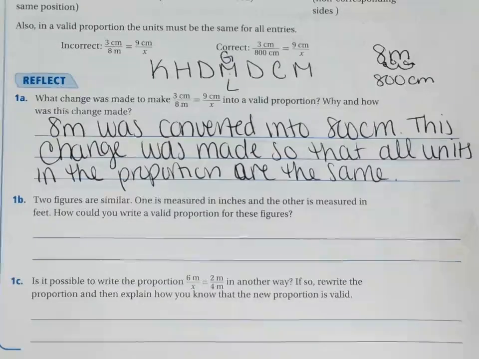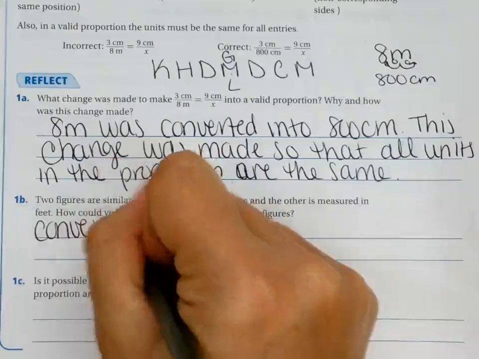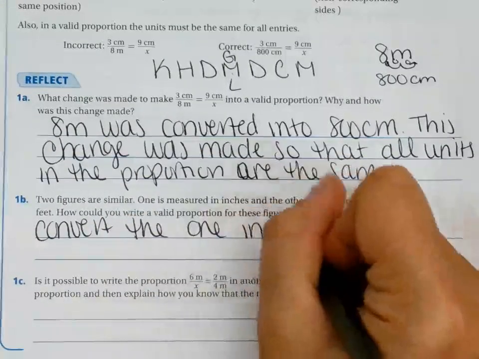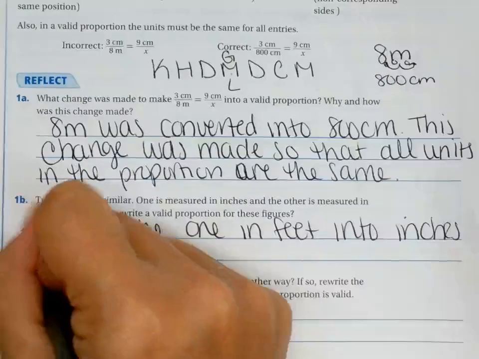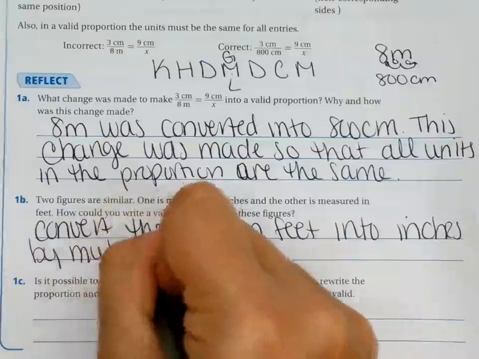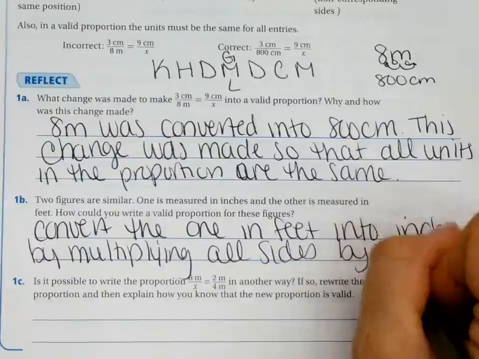Two figures are similar. One is measured in inches and the other is measured in feet. How could you write a valid proportion for these figures? You could turn the one in feet into inches, right? Convert the one in feet into inches by multiplying all sides by 12, right?